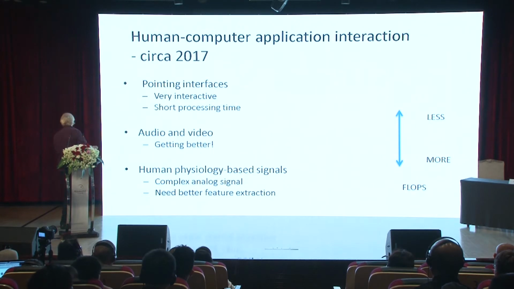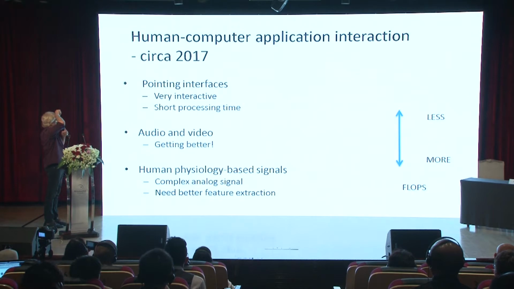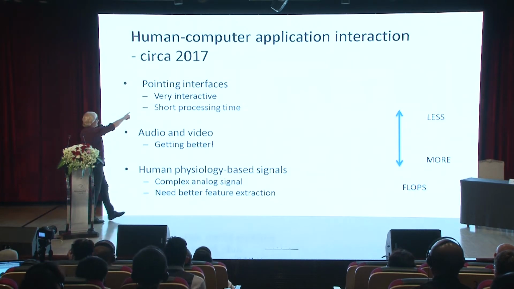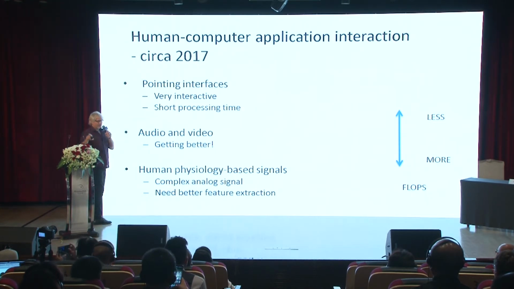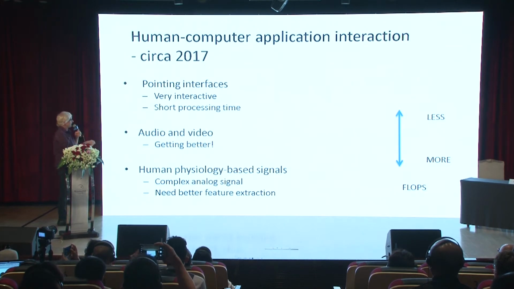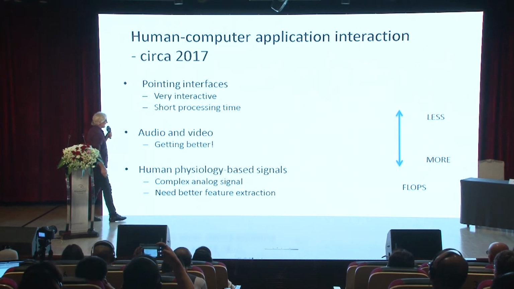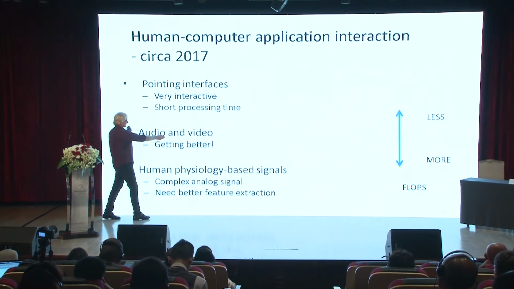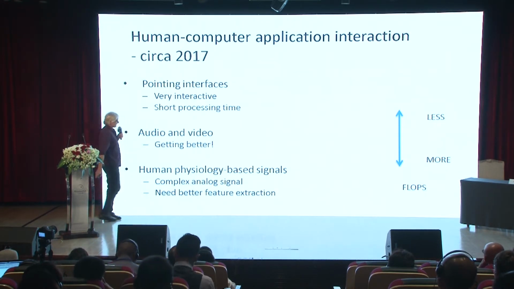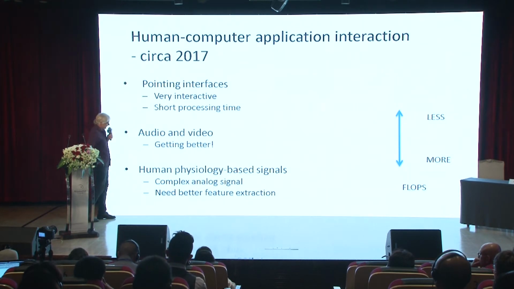So a little more context. This is where we are right now with human-computer application interactions, circa this year. We have pointing interfaces, which is our mouse, and a finger on a touch screen, and even a keyboard. These are very high speed, short processing time. And then we're getting a lot better at voice control of computers and computer facial recognition. Even two years ago it was quite a bit worse, but now it's getting good.